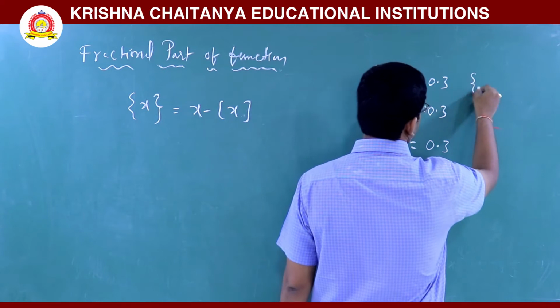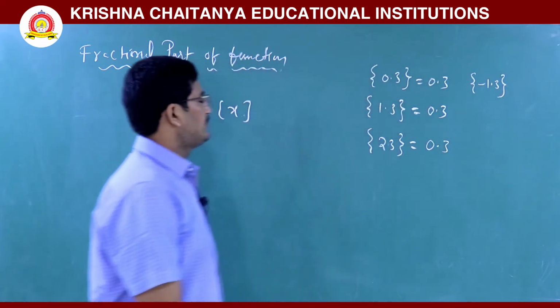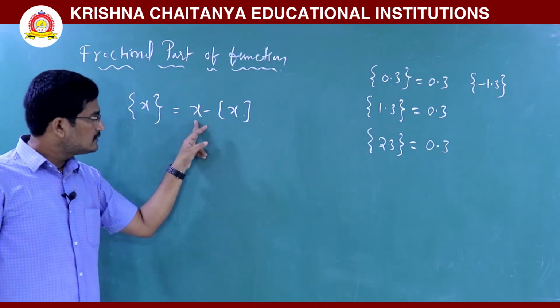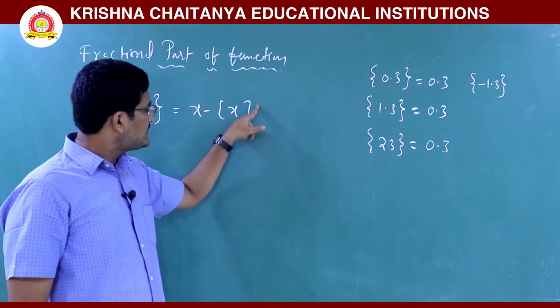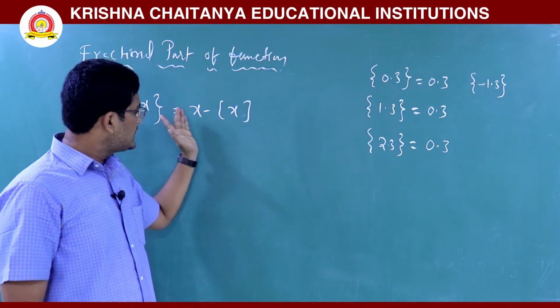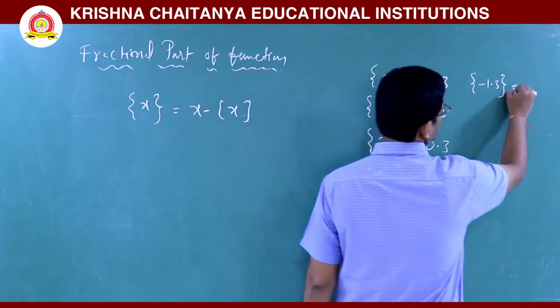Fractional part of minus 1.3: minus 1.3 minus step of minus 1.3. Step of minus 1.3 is minus 2. Minus of minus 2 is plus 2. That means minus 1.3 plus 2, which is 2 minus 1.3, 0.7.